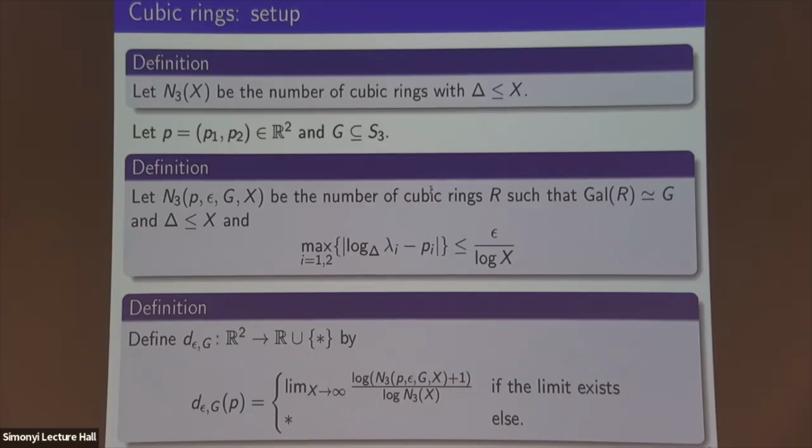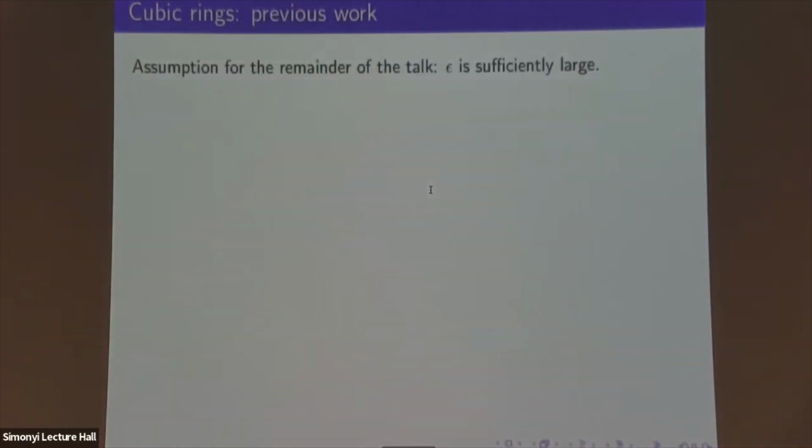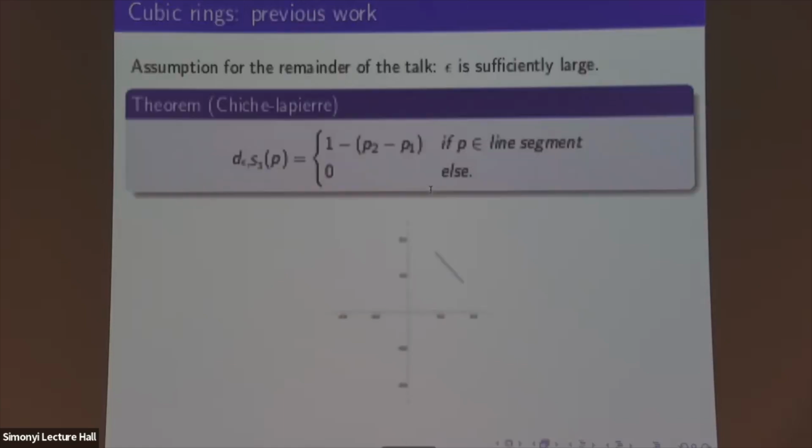Okay, so what we want to know is the value of this density function. And this has been computed in previous work, actually. In the remainder of this talk, assume that epsilon is sufficiently large. Sufficiently large only depends on the ambient degree. It doesn't depend on anything else.